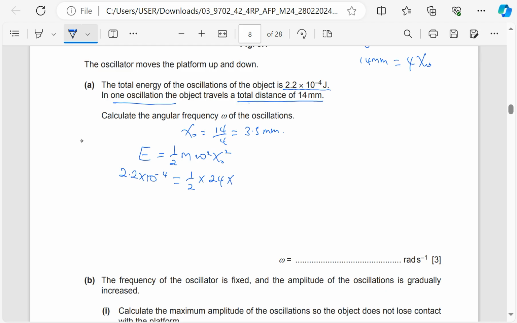So that is 24 times 10 to the power of minus 3. That's the mass, times omega squared, which is not known. The amplitude is 3.5 times 10 to the power of minus 3. But this should also be squared.